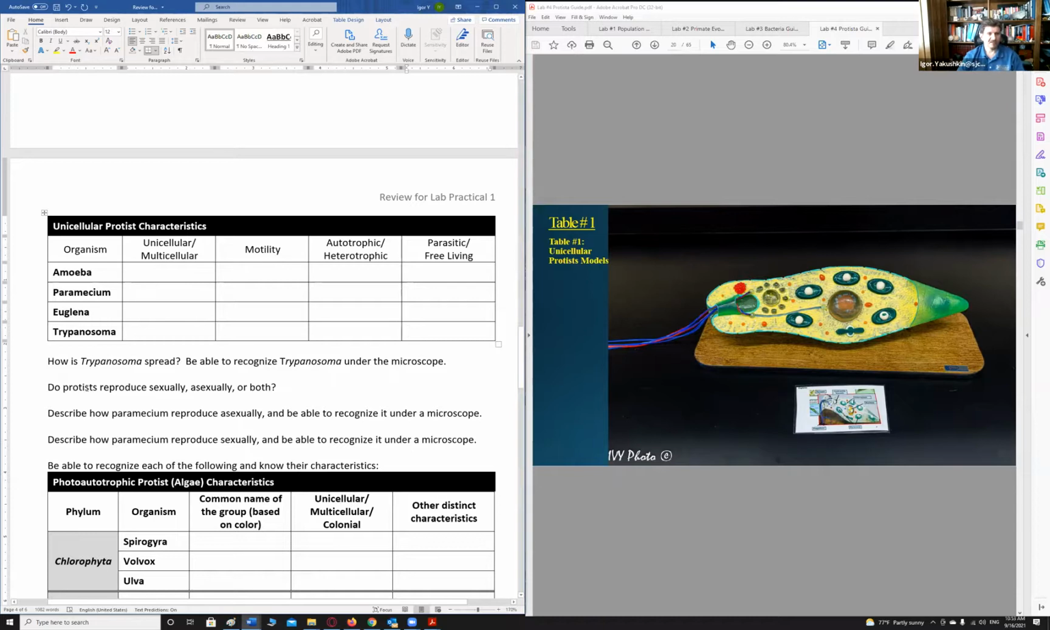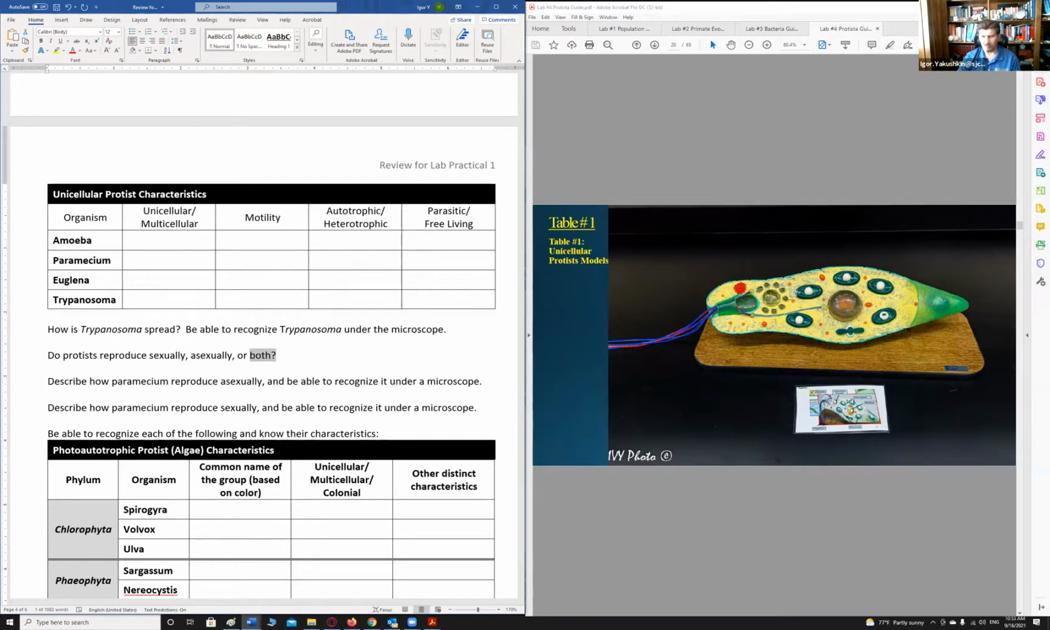So do the protists reproduce sexually, asexually, or both? The answer is both, right? We already talked about the mitosis, and we talked about the sexual reproduction. Describe how paramecium reproduce asexually.